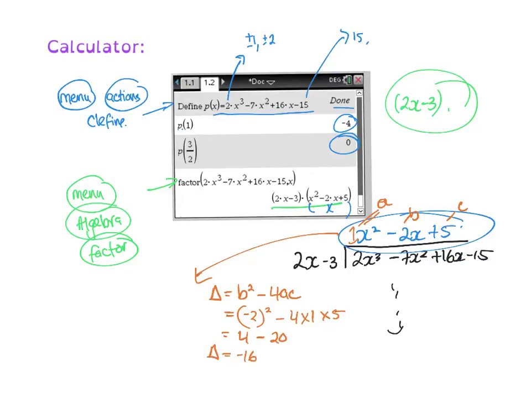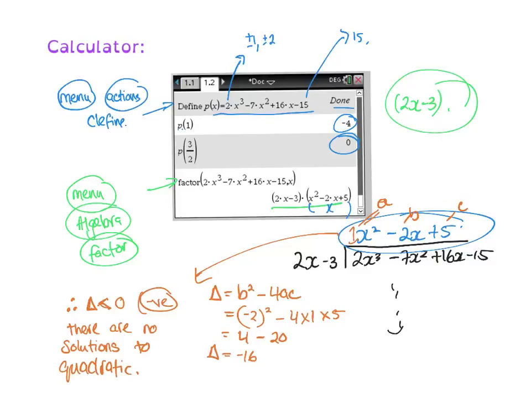So if you remember back, when the discriminant is less than 0, or essentially a negative number, there are no solutions to the quadratic. So that is why the calculator couldn't factorize this any further, because there are no other solutions.